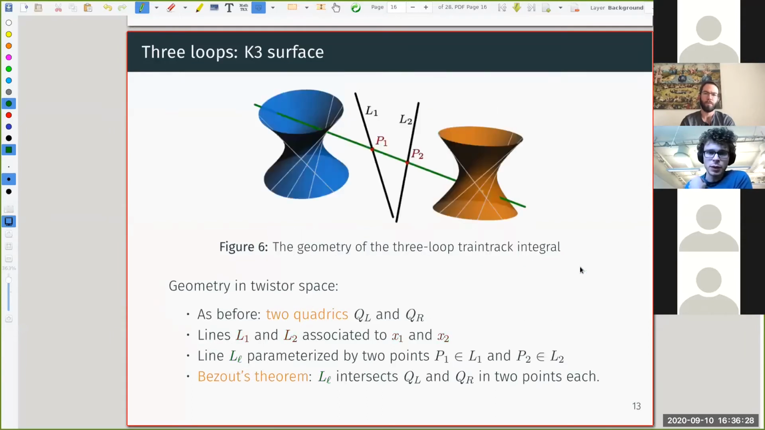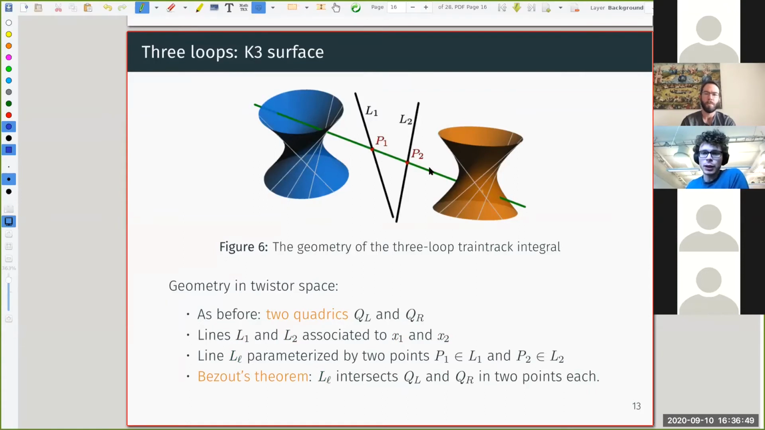Okay, so here's the picture. It's drawn much more nicely. So again, we have a quadric coming from the end. We have these lines L1 and L2 that correspond to the external points. And we have this green line that corresponds to the middle loop point.